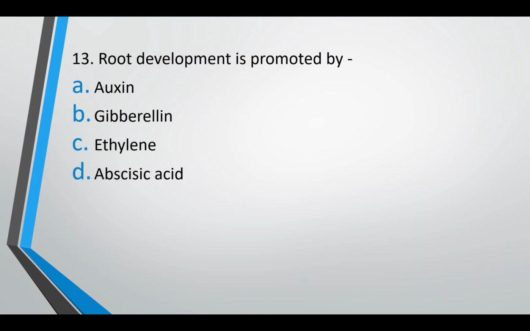Question 13. Root development is promoted by auxin, gibberellin, ethylene, abscisic acid. The correct answer is option A, that is auxin.